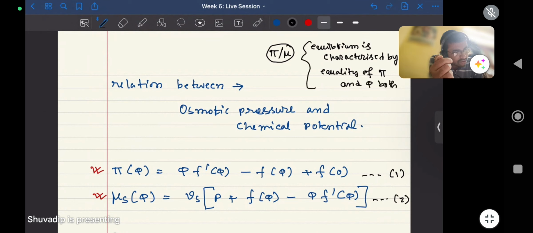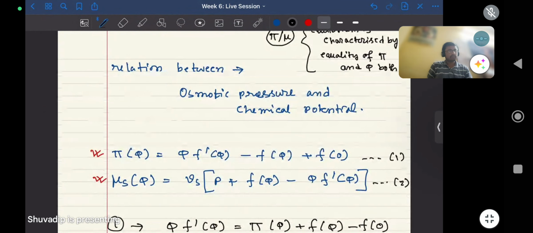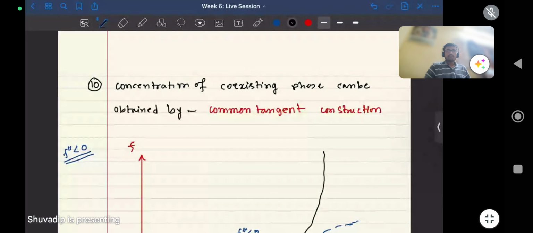So this is, of course, discussed in a lecture at some point, maybe the third lecture probably. Yeah, you can recall where we have derived this formula. We have discussed that equilibrium is characterized by equality of both of these two quantities, osmotic pressure and chemical potential. Okay. So any doubt?